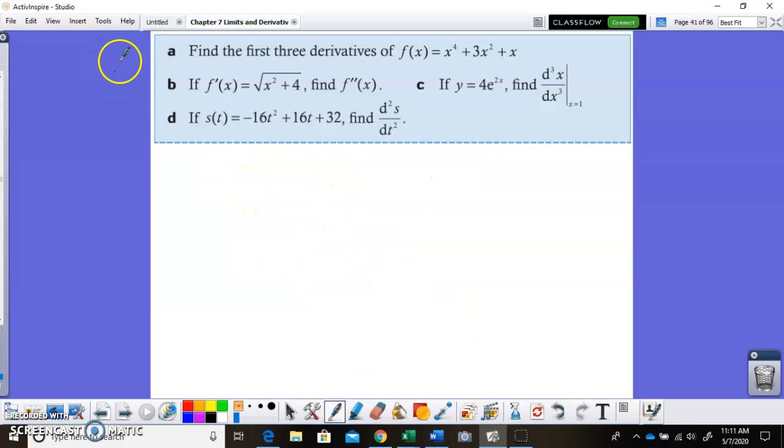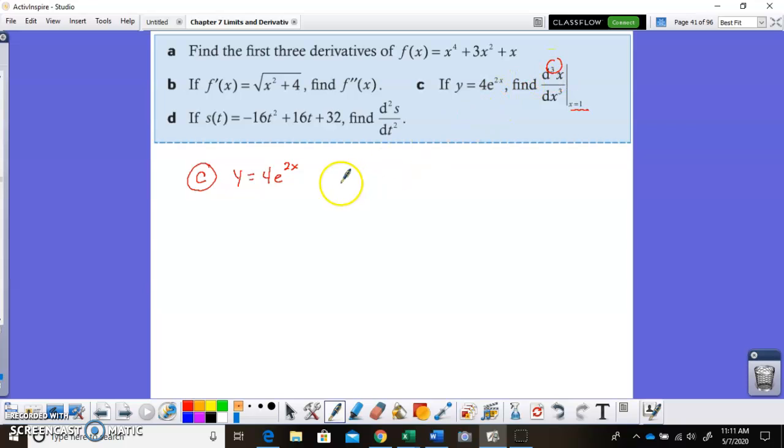All right, so letter C, what's given is y. So y equals 4e to the 2x. And what it's asking us to find is a derivative, and it's asking us to find the third derivative. And it's telling us where x equals 1. So that's going to come in at the end. But let's find the third derivative.